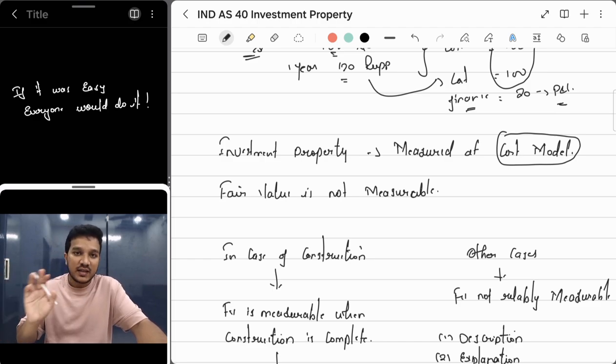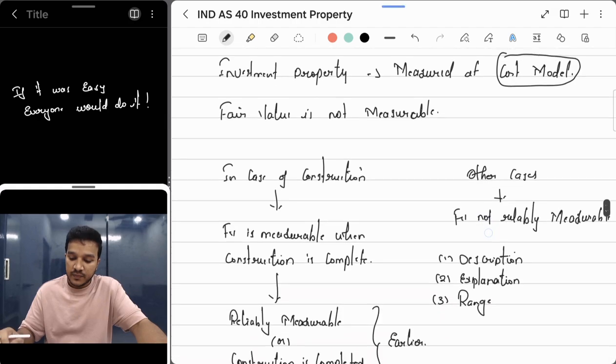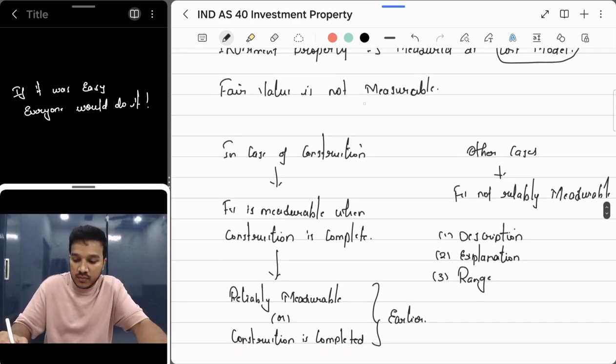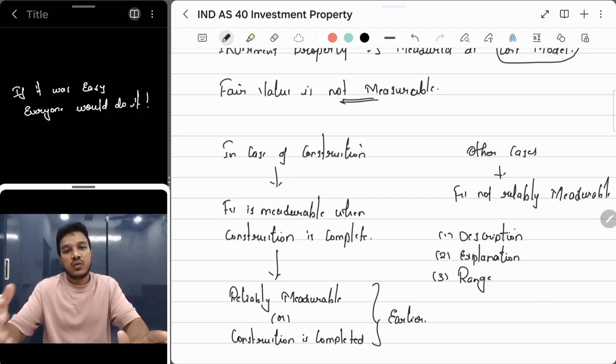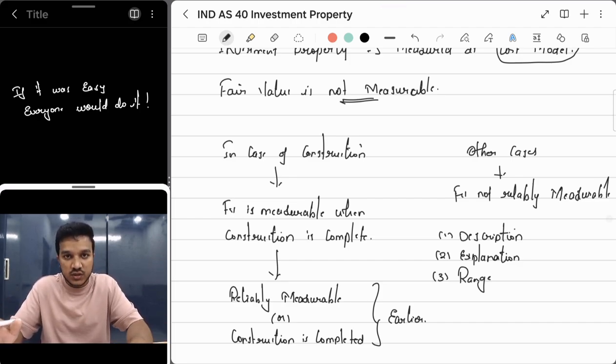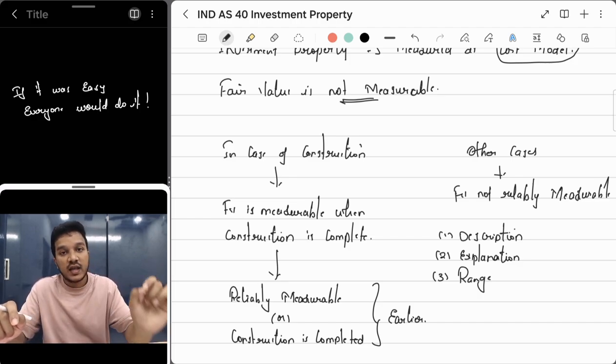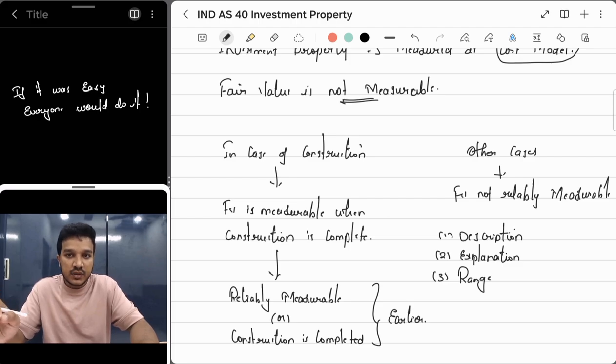ठीक है, यहाँ पे रिवैल्यूएशन का कॉन्सेप्ट नहीं आता जैसे इंडिया 16 में होता है. ठीक है, fair value not measurable. There will be some times, you know, even though you're using cost model, even though you're showing investment property as cost model, you will have to disclose its fair value as per the standard. Sometimes what happens is you will not be able to determine the fair value.